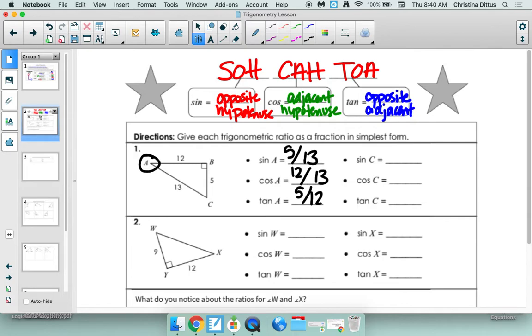Okay, if I look from C's point of view, because now it says look at angle C, so this is the one I'm looking at. Asked for sine. Sine is what over what? Opposite over hypotenuse. What's opposite C? 12. So here's my opposite. What else do I need? Hypotenuse, which is 13. So to find sine, I'm going to take 12 over 13.